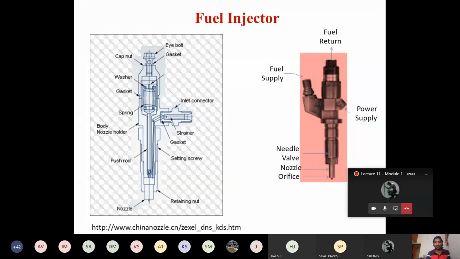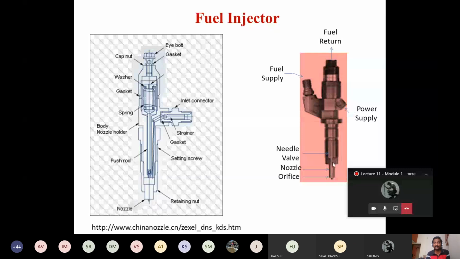Okay. So if you refer to this diagram, this is the complete assembly of the fuel injector. This complete part we call the fuel injector, and this one is what we call the fuel nozzle. At the bottom of the fuel nozzle, an orifice will be there. Orifice is nothing but an opening. It can be a single hole or it can be multiple holes. The fuel injector can have either a single hole or multiple holes.